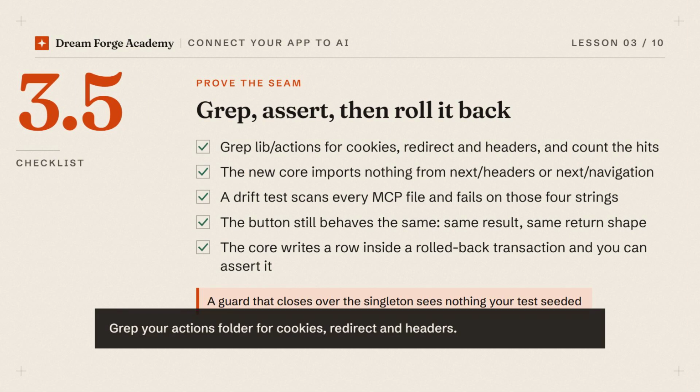Grep your actions folder for cookies, redirect, and headers. The count names every action that can't survive bearer transport. Check that your new module imports nothing from next headers or next navigation, and let a test assert that for every file under your MCP folder. It runs in milliseconds and fails loudly the day somebody imports the convenient thing. Then call the core from a script that hands it an open transaction, assert the row it wrote, and roll it back. If a guard skipped the handle and used the singleton, it reads outside the transaction and refuses a user that plainly exists.